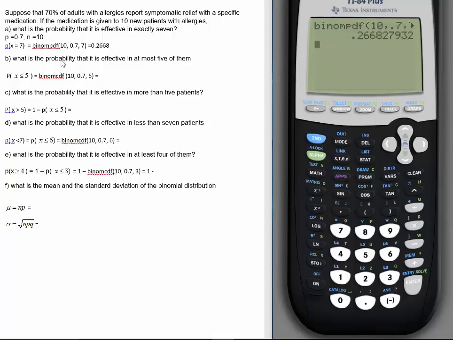The next question, what is the probability that it is effective in at most 5? At most 5, guys, means x less than or equal to 5, so we need to find the probability of x less than or equal to 5. X less than or equal to 5 means it could be 5, it could be 4, it could be 3, it could be 2, it could be 1, it could be 0. You could go back to the formula that we use in part A and do it for 5, for 4, for 3, for 2, for 1, for 0, and add them up. But the calculator does a better job.